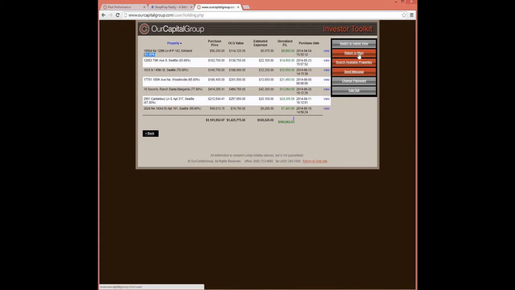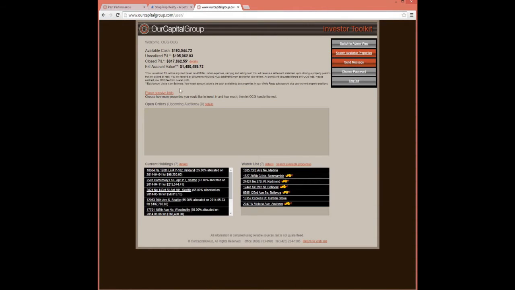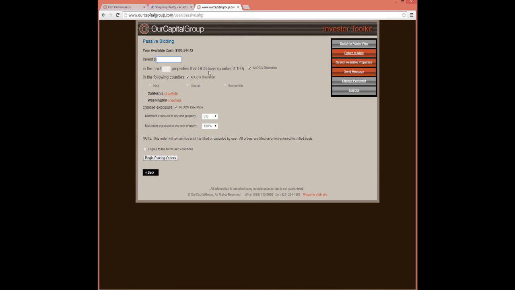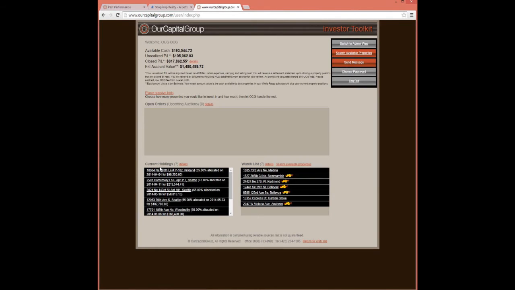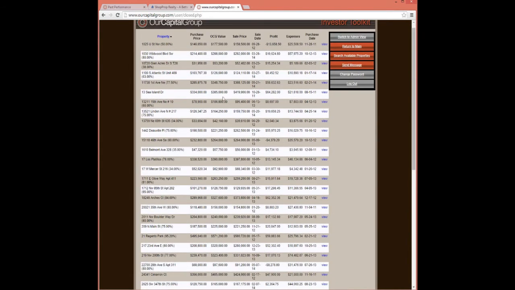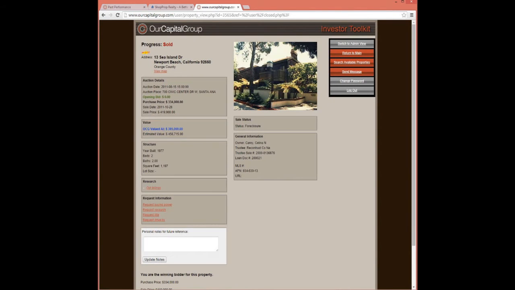You can always search for available properties that are coming up. The majority of our clients are passive investors. That means they place passive bids and just say, invest $100,000 into the next two properties that OCG buys, and then they'll place an order. They'll go into a queue, and as we buy properties, they'll own a piece of those properties. You can also go to close P&L and see what happened with the property and so forth.